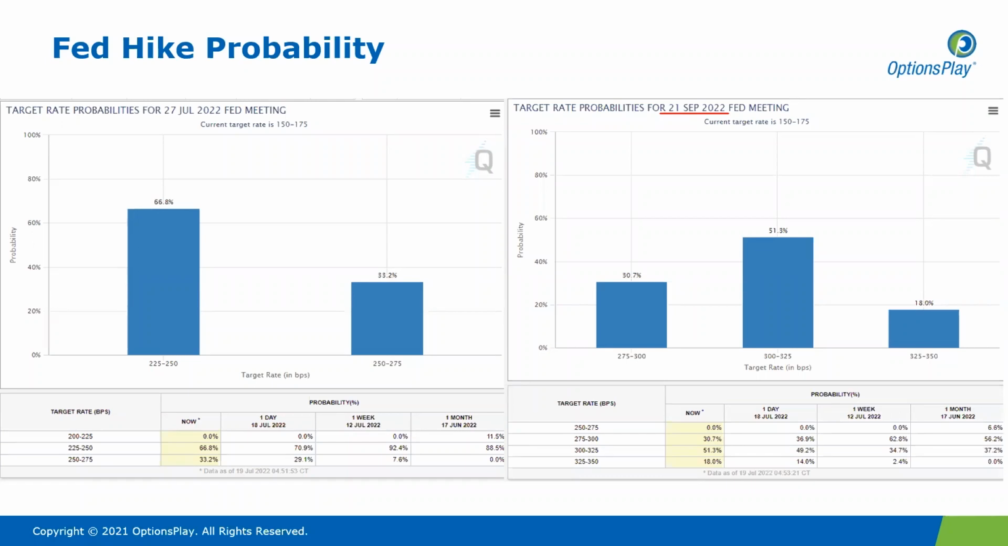And the reason I say that is because if we take a look at this number, 275 to 300, representing a 125-point hike, that is at 30.7%. And if we look at a week ago, that was at 62.8%. So right now, over the next couple of months, the Fed futures are essentially pricing in an extra 25 basis points ever since that last CPI data report came out.